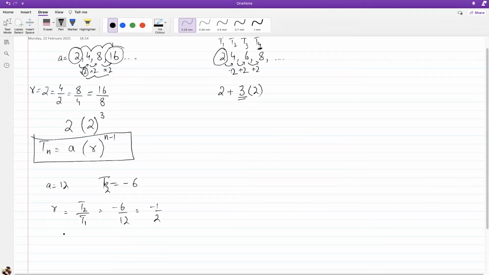Okay, so let's suppose I want to find term number 10. So what will it be? I start with the starting value, and how many times do I multiply with the ratio? I want to get to the 10th term, which means I have to multiply it 9 times. So that's going to be 12 into minus 1 over 2 to the power 9. And whatever that is, I'll put it in a calculator and figure that out.